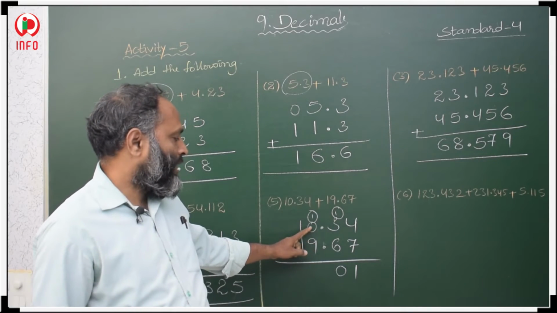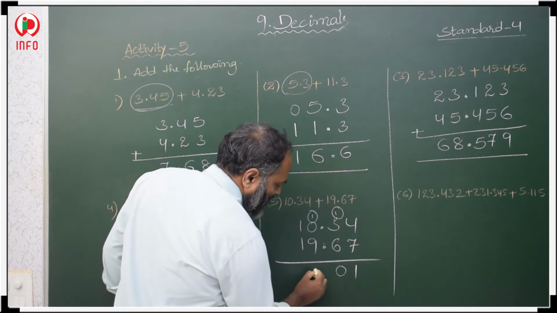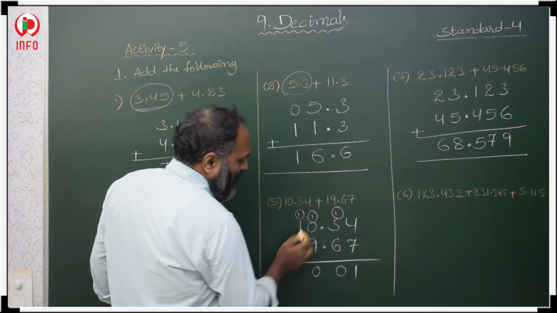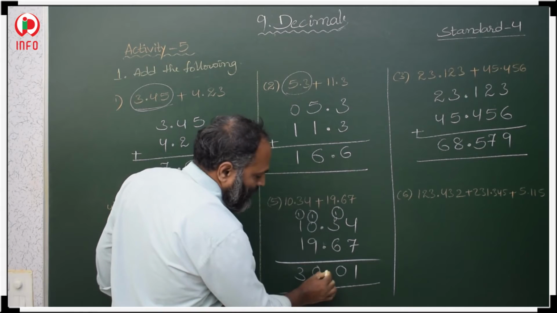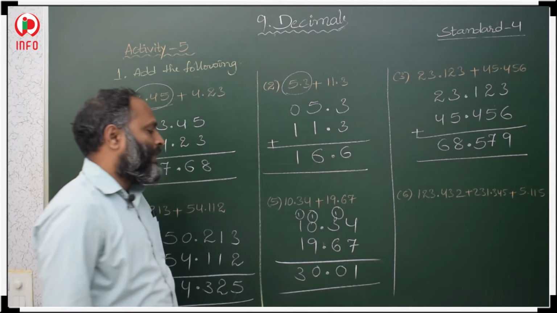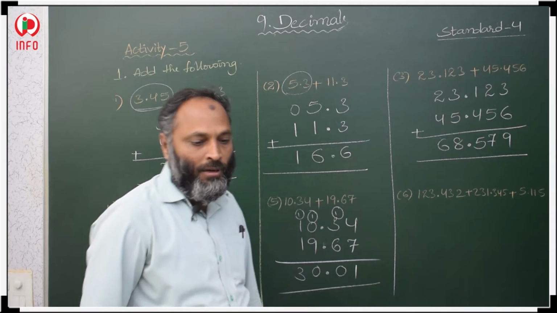9 plus 0, 9. 9 plus 1, 10. Then 10 ones, 10 and borrow here 1. 1 plus 1, 2. 2 plus 1, 3. In this way we have to take a decimal here. 30.01. Okay.